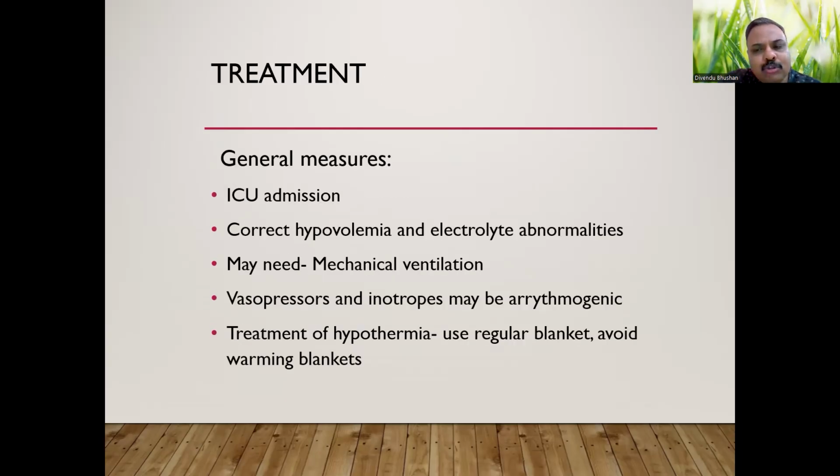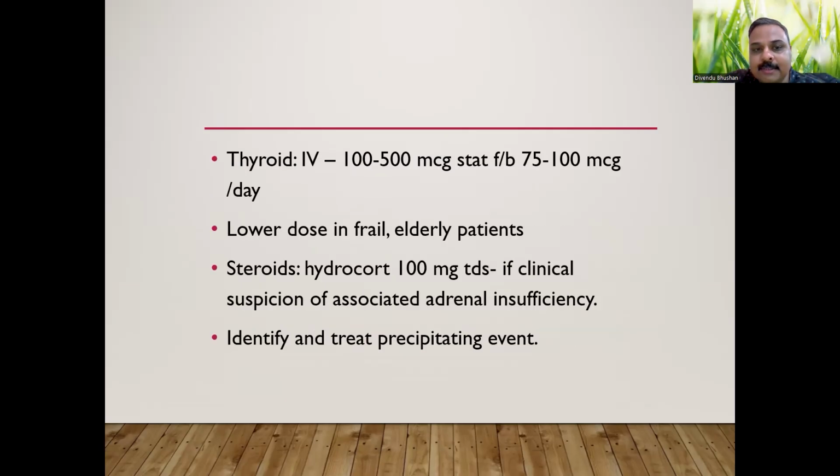So for treatment, this patient mostly needs ICU care. Correct the hypovolemia and electrolyte abnormalities. May need mechanical ventilation, vasopressors, maybe inotropes, and these inotropes can be arrhythmogenic in hypothyroidism. Treatment of hypothermia has to be addressed. Use regular blankets, avoid warming blankets.